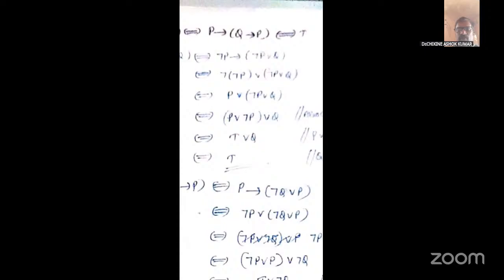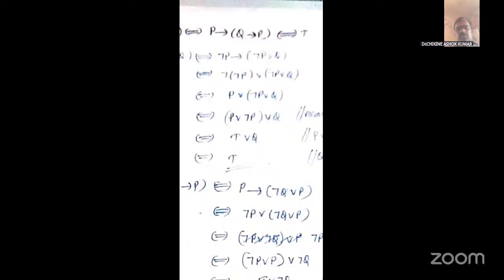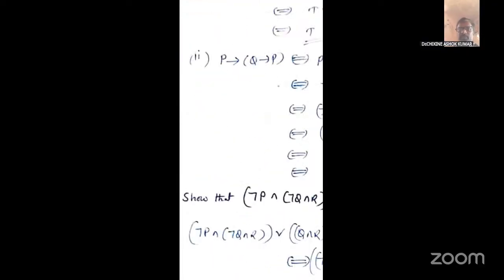Similarly, let us take the RHS part. Just now we proved the LHS part, it is true. Next, take the RHS part. What is the RHS value? P implies Q implies P, it is equal to true. Okay, coming to this. P implies Q implies P, which is equal to, first apply the P implies Q formula for Q implies P. So I am writing P implies as it is.